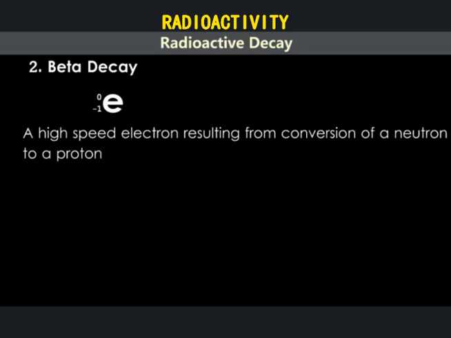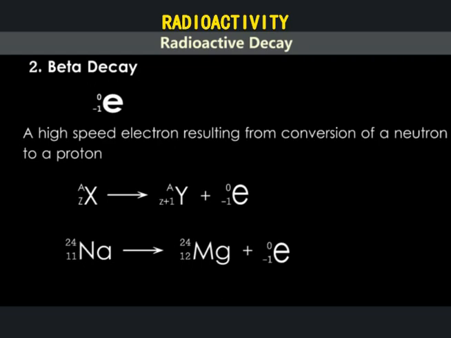And so if a nuclide undergoes beta decay, the mass number remains unchanged, but the atomic number increases by 1. For example, radioactive sodium undergoes beta decay to become magnesium.